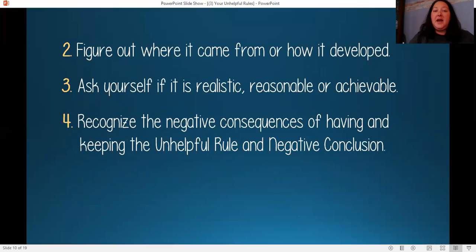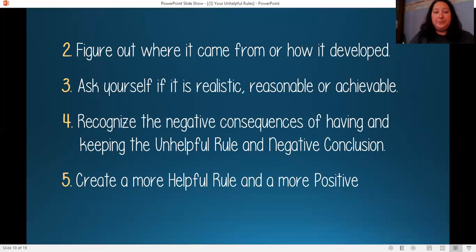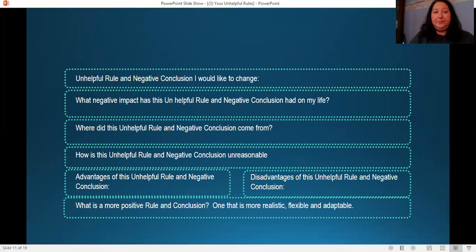4, recognize the negative consequences of having and keeping the unhelpful rule and negative conclusions. So chances are the negative consequences for this is in a lot of cases, you're not taking chances. You're not putting yourself out there to see what you are capable of. And number 5 is create a more helpful rule and a more positive conclusion.